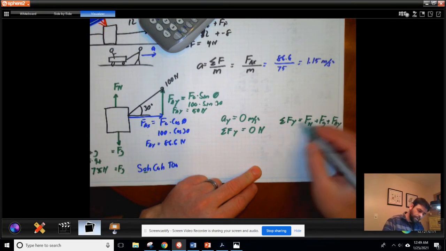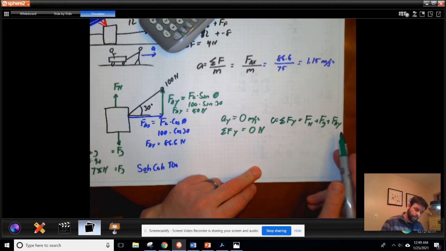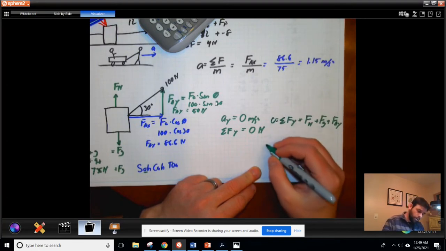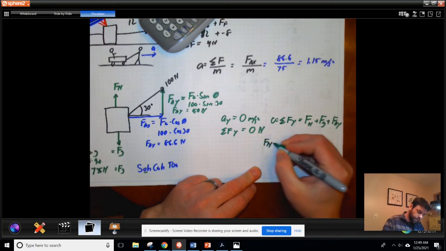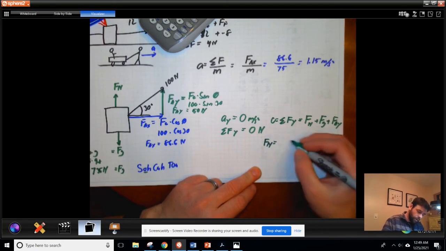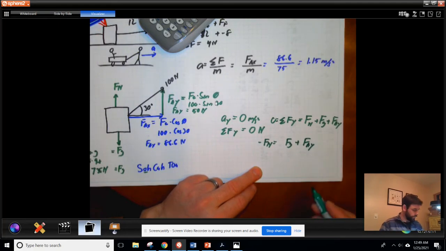So, looking at this diagram, if we want to know what the new normal force is going to be, we have to understand that this sum is going to be equal to 0, okay? So, our normal force is going to be equal to our force of gravity, the negative of our normal force, plus our force applied in the y direction, okay?